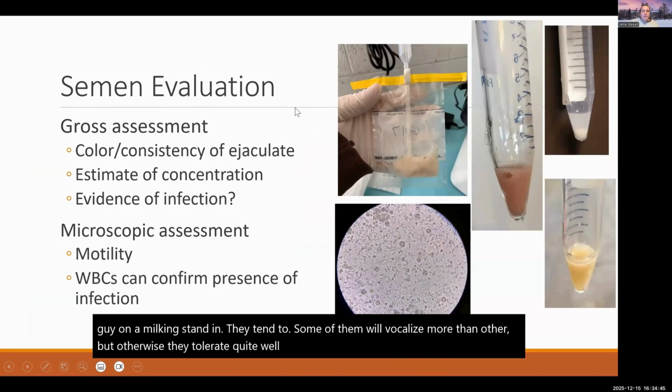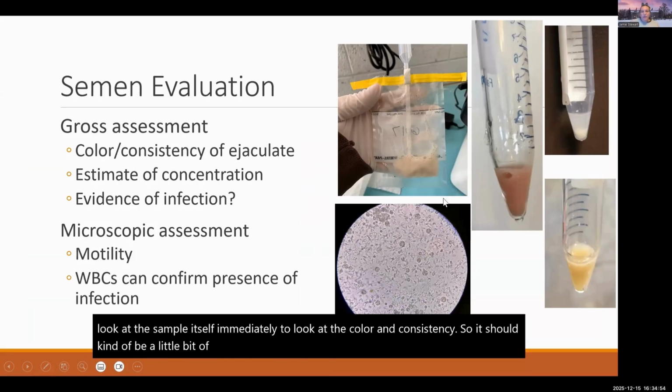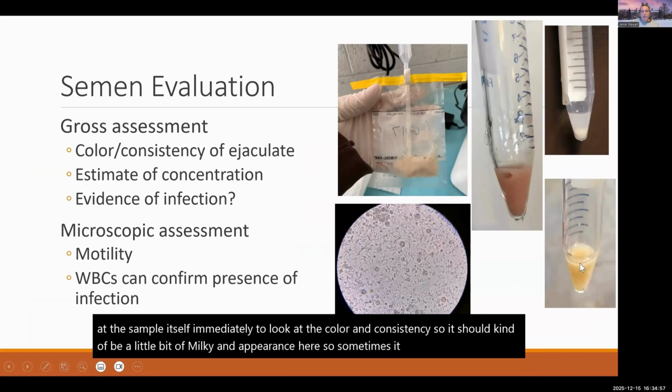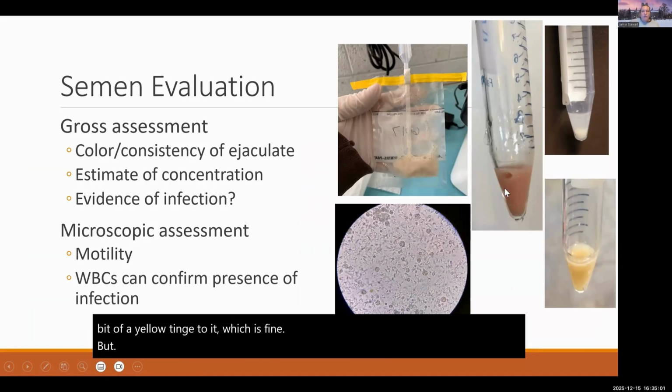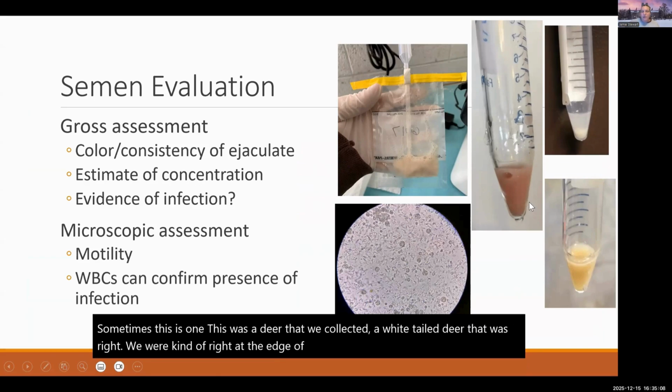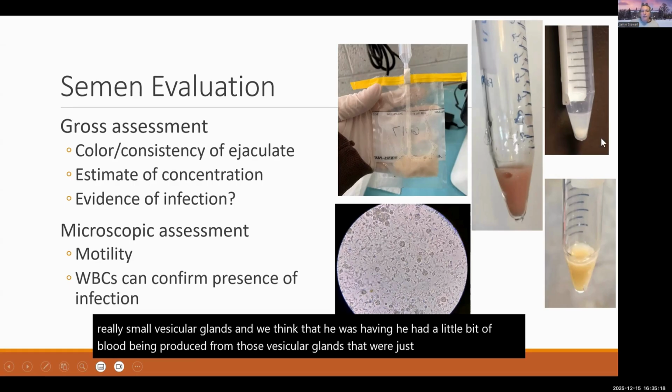Once we get an ejaculate, we always look at the sample itself immediately to look at the color and consistency. It should be a little bit milky in appearance here. Sometimes it might have a little bit of a yellow tinge to it, which is fine. But this was a white-tailed deer that we collected right at the edge of the season. He actually had some really small vesicular glands, and we think that he had a little bit of blood being produced from those vesicular glands that were just degenerating, and then evidence of infection too.